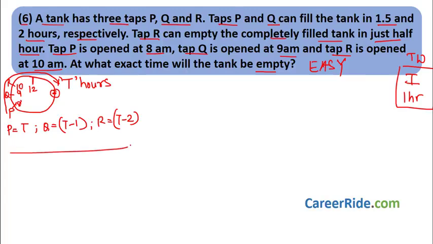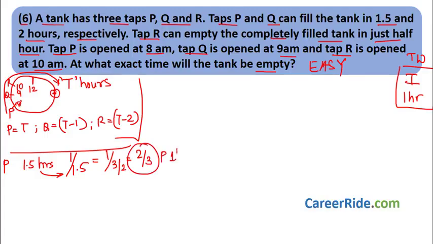Now what have we learned? Invert and 1 hour work done. P can fill the entire tank alone in 1.5 hours. So the amount of tank filled by P in 1 hour is 1 upon 1.5. We just invert. Let's not keep it in decimal. 1.5 is nothing but 3 by 2. That would be 2 upon 3 is the amount of work done by P in 1 hour. Same way for Q, which takes 2 hours, the amount of tank filled in 1 hour is 1 by 2 because we invert, right? This is the work done by Q in 1 hour.